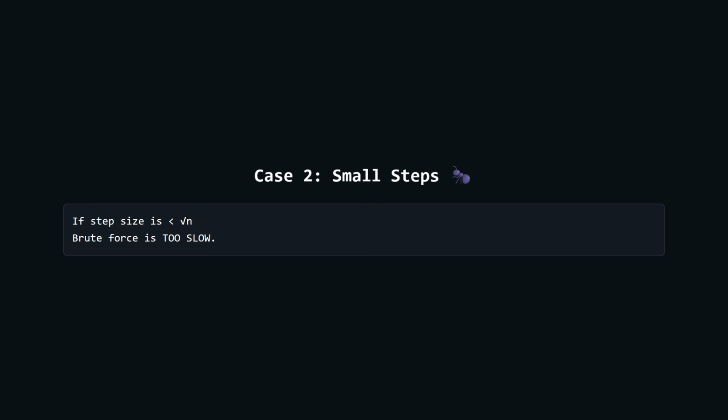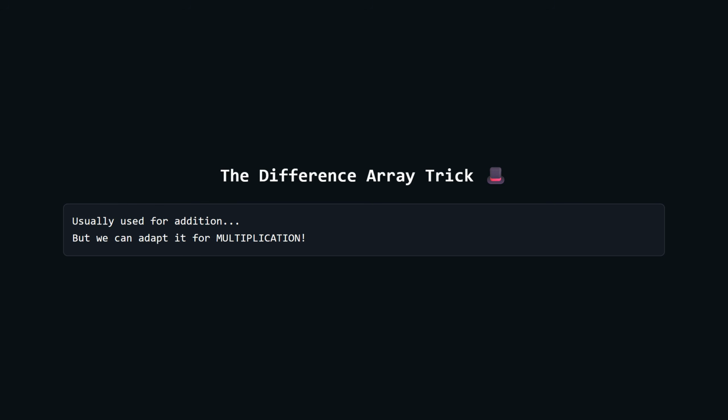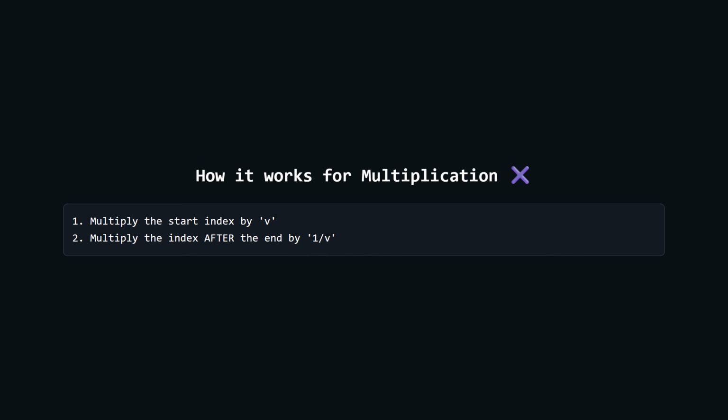But if the step size is small, like 1 or 2, we are touching way too many numbers, so we need a clever math trick. For these tiny steps, we group all instructions that have the exact same step size together, so we can handle them in bulk. To process them in bulk, we use a concept called a difference array. Usually this is for adding numbers across a range, but we will adapt it to multiply instead. Instead of looping through the whole range, we just record the multiplier at the starting point, and then we record the reverse of that multiplier right after the endpoint to cancel it out.